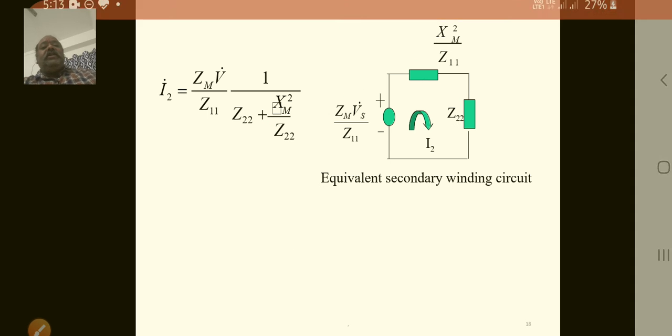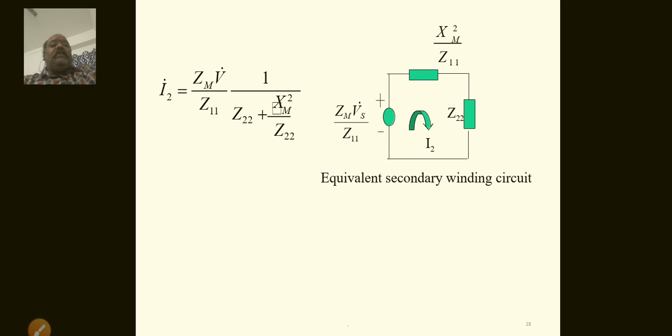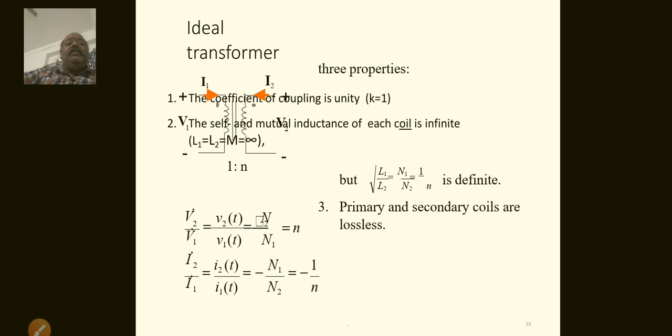Now the equivalent secondary winding circuit is like this. Xm square by Z11 and here Z22 is there. I2 current flows through that, Zm into Vs dot by Z11. So therefore I2 is equal to Zm V dot by Z11 into 1 by Z22 plus Xm square by Z22. So from this figure we have to observe and find the current.